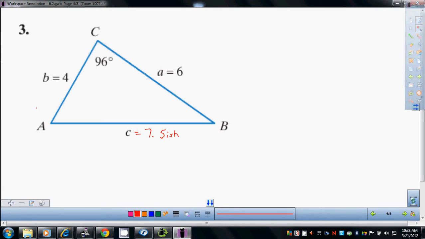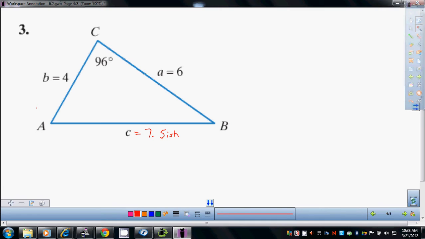Okay. Did anybody get something very different than 7.5 or 7.6 for that side? What did you get? You forgot to take the square root. Remember, the whole equation equals something squared. Yep. I got 7.439. Oh, you got the same thing. Okay. Now.